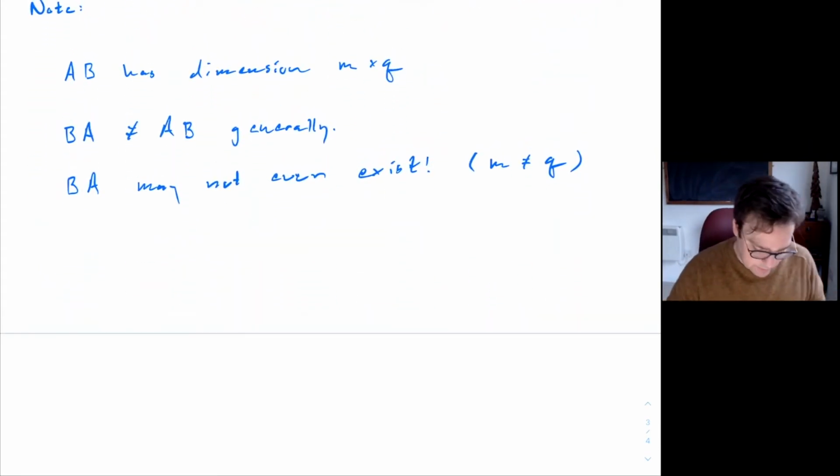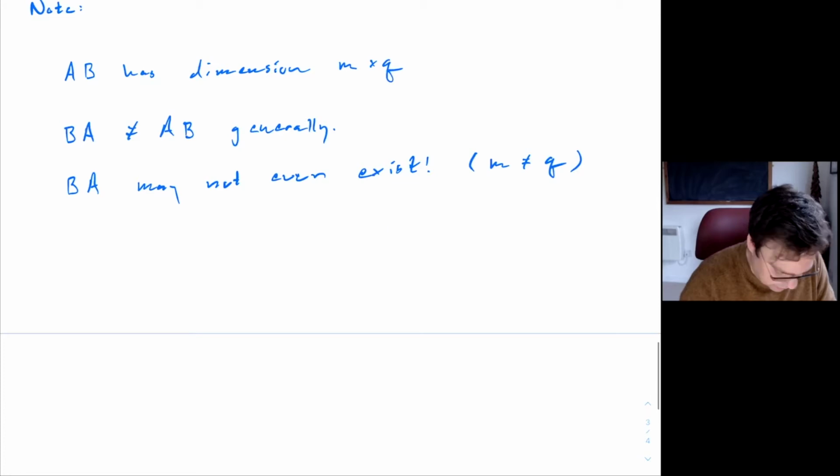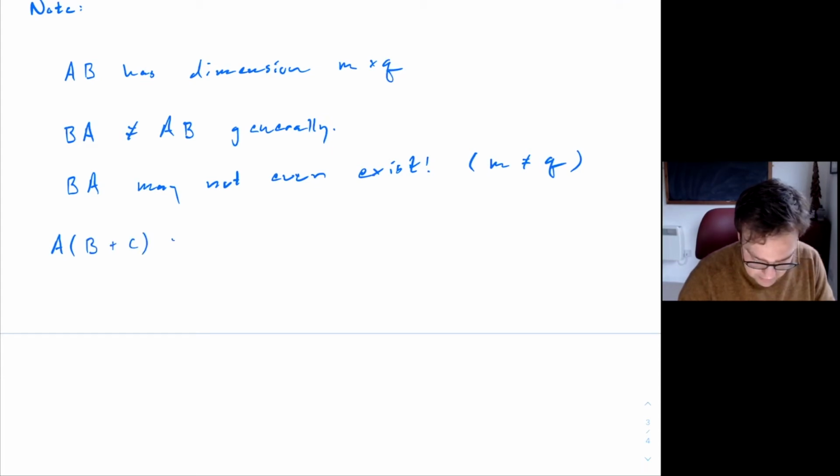Okay, just a couple of simple notes also. The following is true. If you have matrix A and you're multiplying it by a matrix B plus a matrix C, this is equal to, you can distribute this, A times B plus A times C. Right, so that's one thing to know.